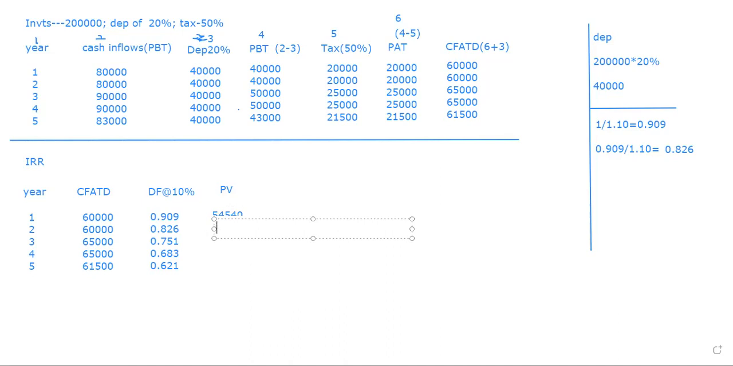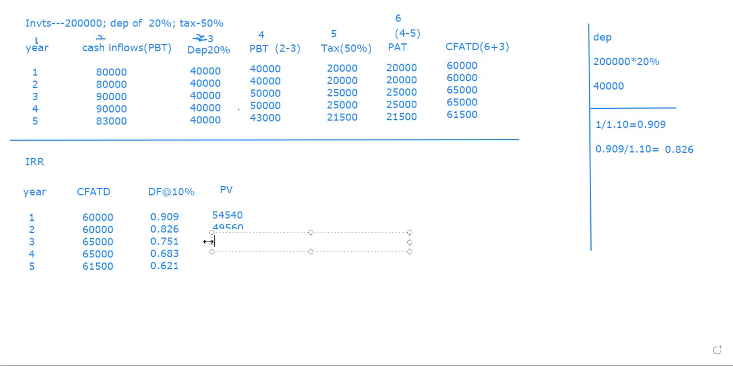Then I multiply 60,000 again, using my calculator. Now 60,000 into 0.826. When I multiply, I get 49,560. So my next answer is 49,560.